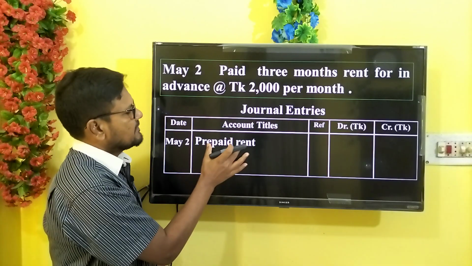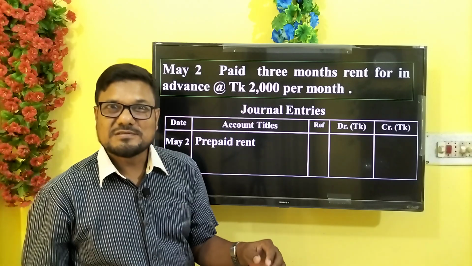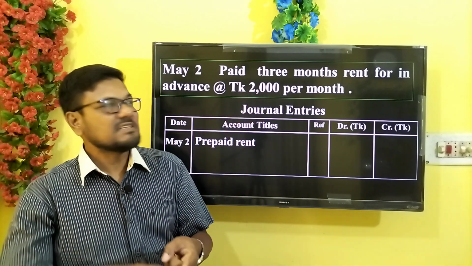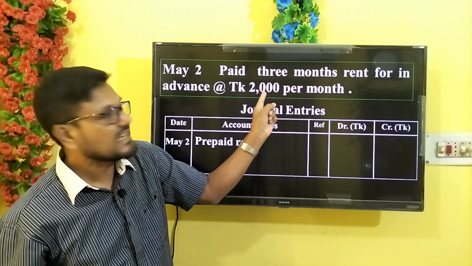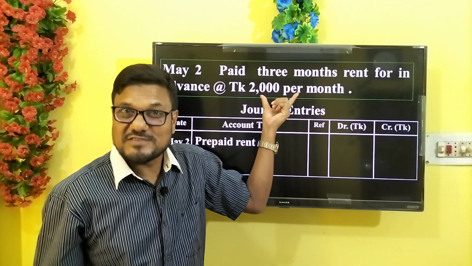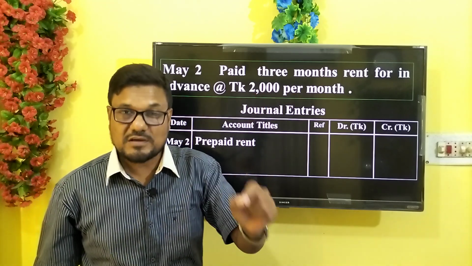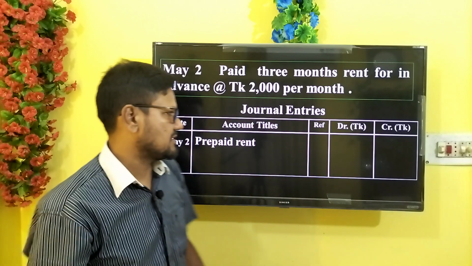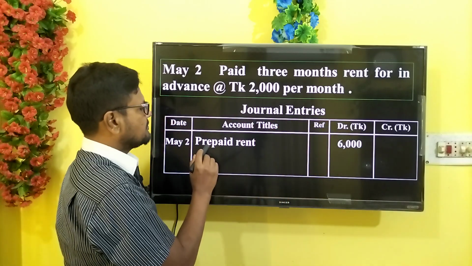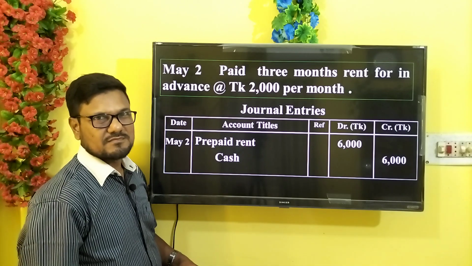That is prepaid rent debit taka 2,000, no, 2,000 into 3, that is 6,000. 2,000 per month, that is 2,000 into 3 months equal to 6,000. 6,000 prepaid rent debit and cash credit, that is 6,000.